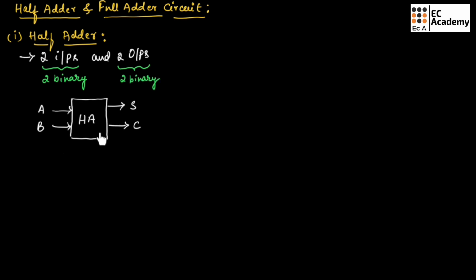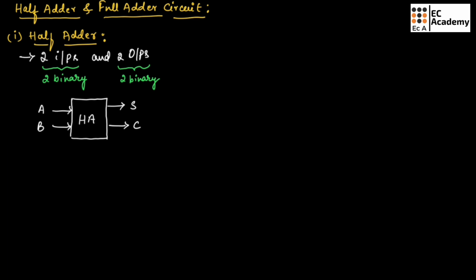So this is the block diagram of half adder, which consists of two inputs which we have taken as A and B. It produces two outputs, which are sum and carry. This circuit does not accept carry from another circuit. It performs the simple operation of adding two binary digits, or two bits, to produce a 2-bit output.